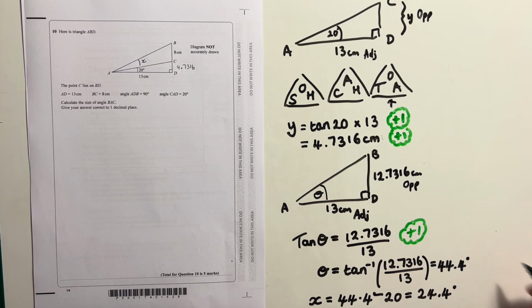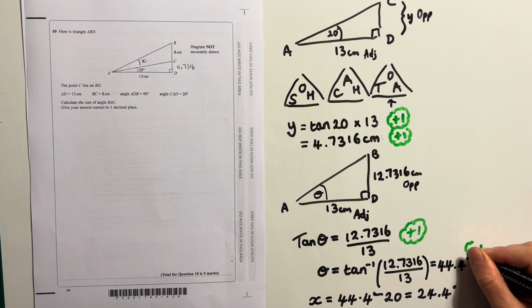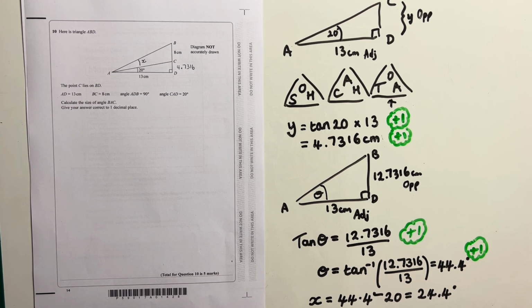And then the fourth mark is for finding the angle BAD. And finally, your fifth mark is for your correct answer to 1 decimal place.